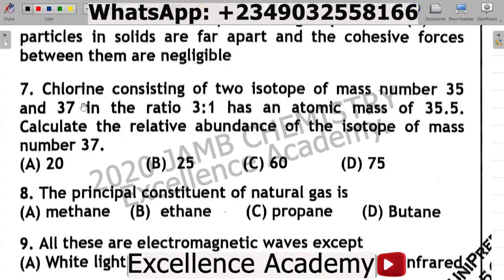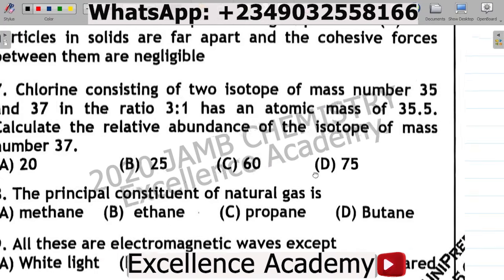Question number 7. Chlorine consists of two isotopes of mass number 35 and 37 in the ratio 3:1 and has an atomic mass of 35.5. Calculate the relative abundance of the isotope of mass number 37. All right. A 20, B 25, C 60, D 75. So how do we solve this question?